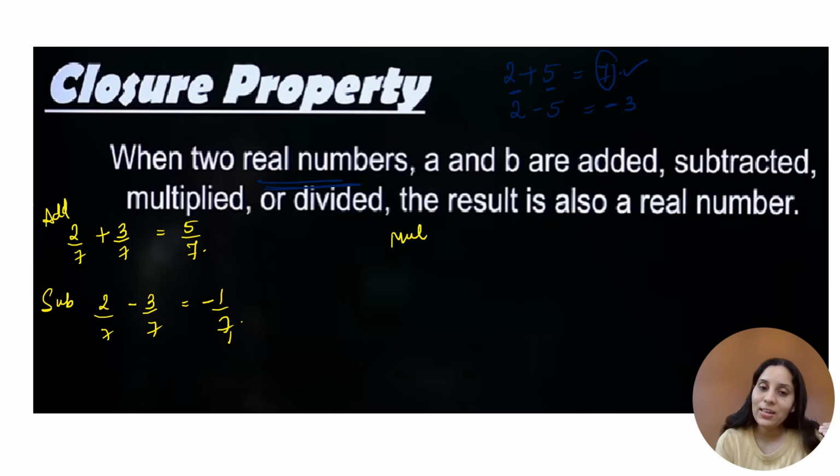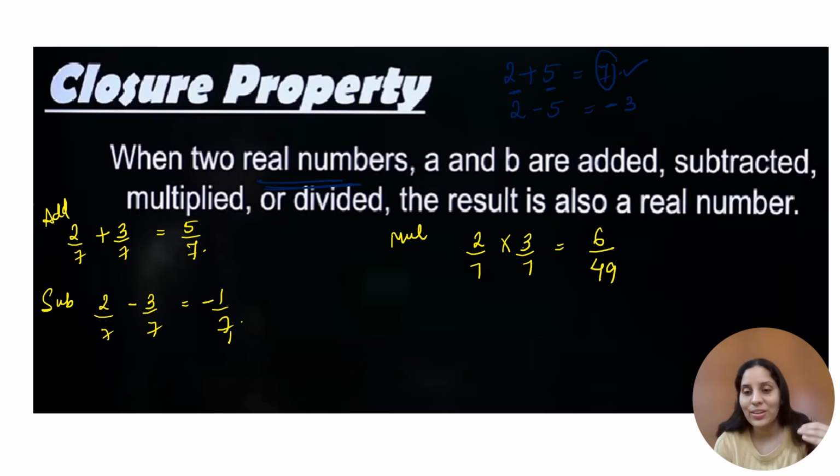Same with multiplication. Let's do 2 by 7 into 3 by 7. 3 into 2, 6, 7 into 7, 49. Same. Two rational numbers when multiplied, you end up having a rational number. Same with division. 2 by 7 divided by 3 by 7. Now, how do we do this?